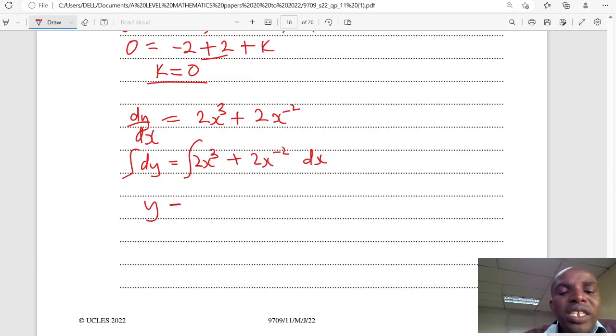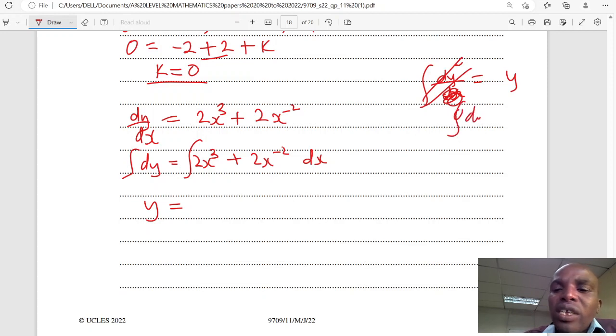Then it will be y equals. So in other words, if you can integrate dy over dx, you must get your y, right? Then you integrate this part. Actually, dy dx will be wrong. Integrate dy, that's where you're supposed to get y. So integrate this side, or just integrate this side, right?